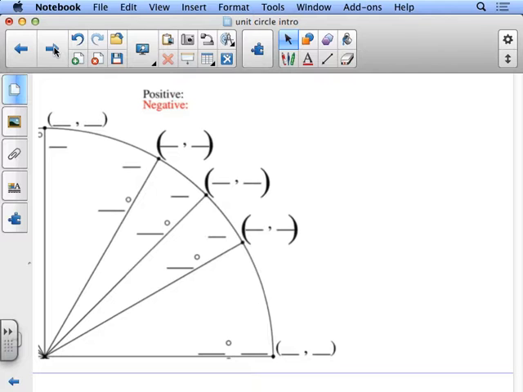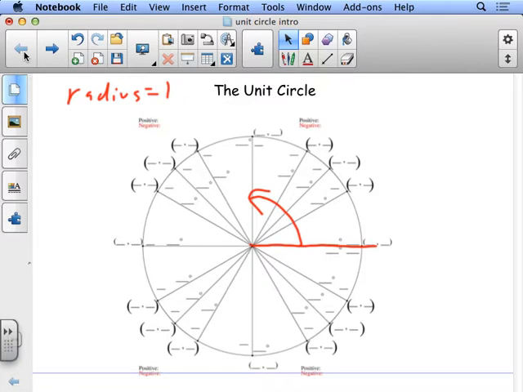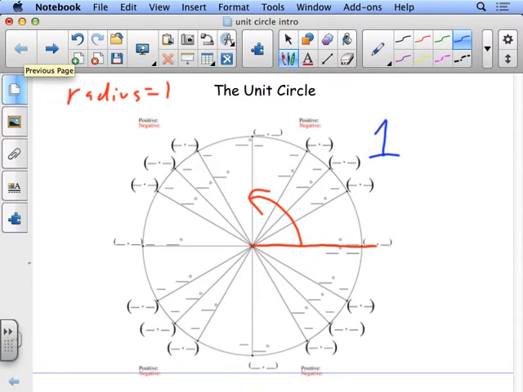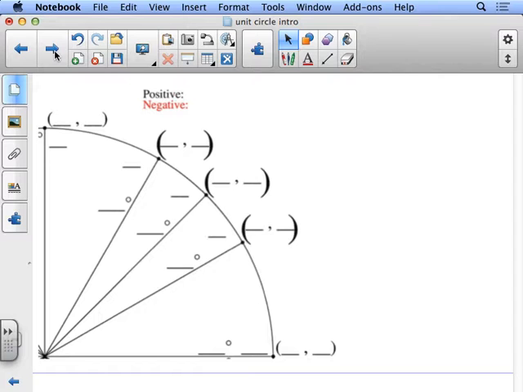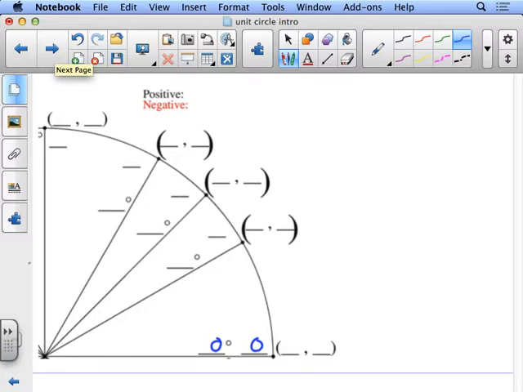Let's first start with the positive side, quadrant 1. If we look back here, we talk about it in 4 quadrants. This is quadrant 1 over here, quadrant 2, quadrant 3, quadrant 4. We're going to start in quadrant 1. The very first thing is we're going to talk about what's happening at 0 degrees, which is the same as 0 radians. At this point, like I said, we always have a radius of 1, so we end up at the point (1, 0).